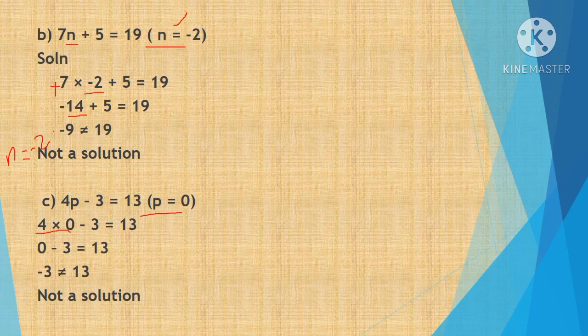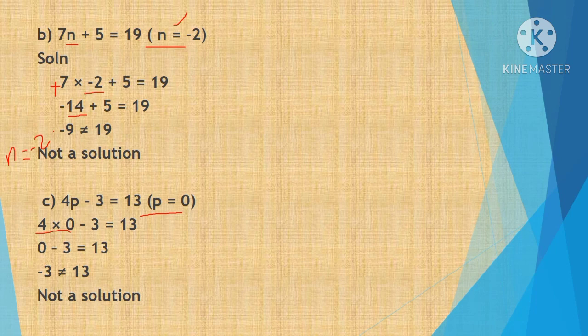4p minus 3 equal to 13. So p is equal to 0. So in the place of p, you want to substitute this 0. So 4 into 0 minus 3 equal to 13. You know, when you multiply any number by 0, the answer is 0. So 4 into 0, 0. So 0 minus 3 equal to 13. 0 minus 3, minus 3. Minus 3 is not equal to 13. So it is not a solution.